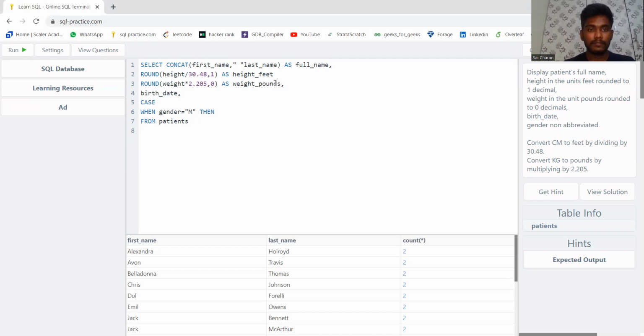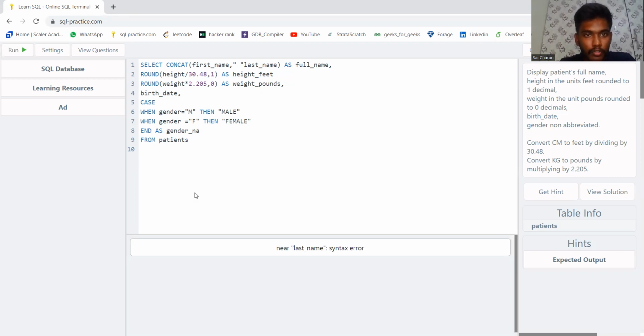then male. Now when gender is equal to F, then female. So I'm ending the case and naming it gender non-abbreviated. So this is the overall query. Let's check it.